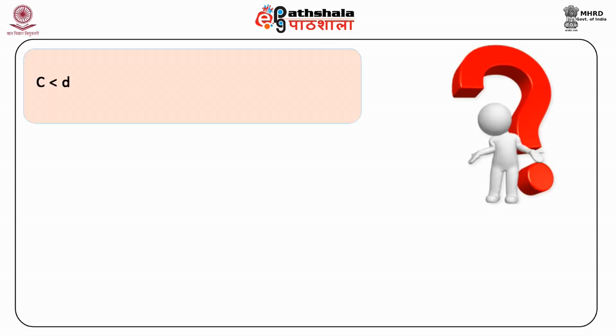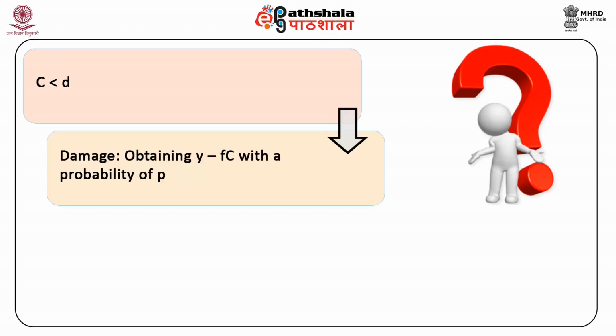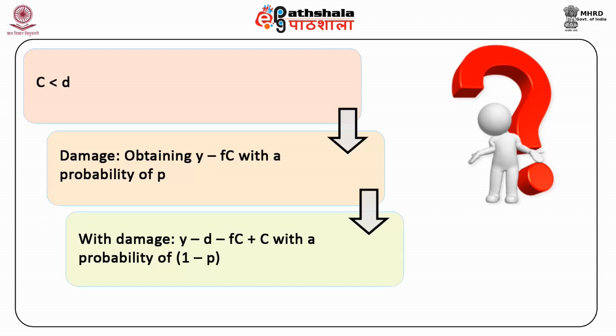That is, C is less than D. This is usually the case. Then, with insurance, the economic agent would be faced by another risky prospect of obtaining y minus fc with a probability of p in a situation of no damage, or alternatively obtaining an income of y minus d minus fc plus c with a probability of 1 minus p in a situation where damage has been suffered.